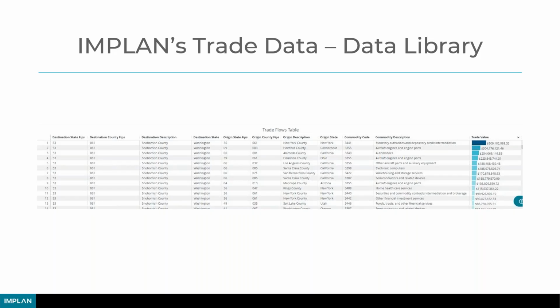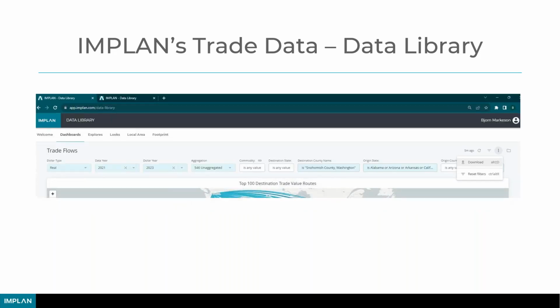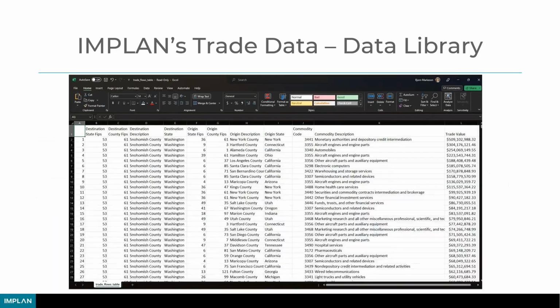And you can export this data, right? So you're not restricted to just the tool that we have. In the upper right-hand corner of Data Library, there are 3 vertical dots. You can choose download, and then you can pull this into any number of different formats, such as an Excel table. I can then use this as needed for further analysis to build out some tables and charts to help show and identify the interconnectedness of this region to the broader US economy.